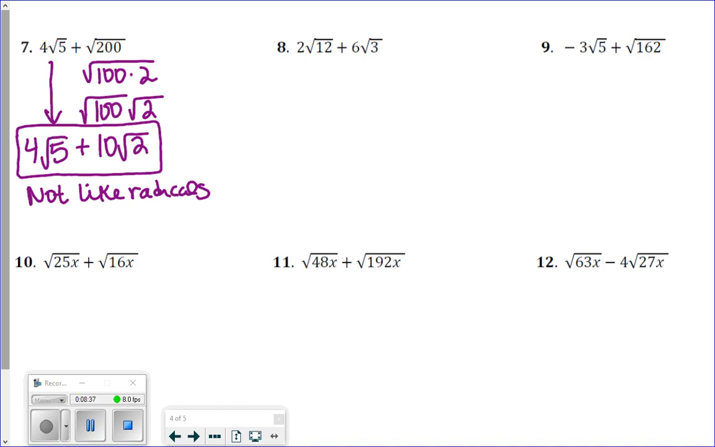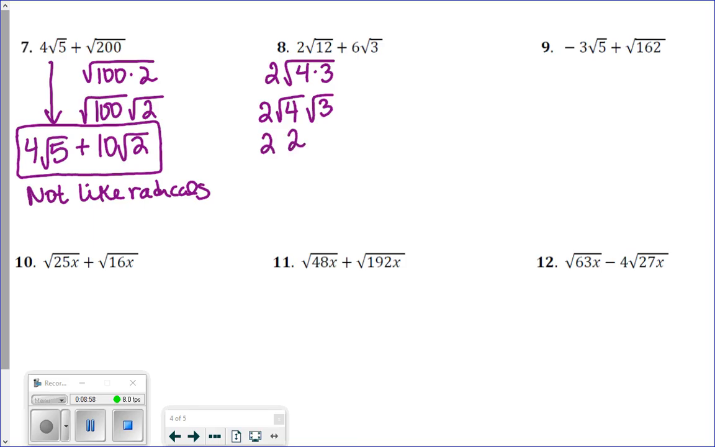We have 2 times the square root of 12 plus 6 times the square root of 3. 12 can simplify because I know there's a 4 in there. So I'm going to separate the 12 into 4 times 3. Separate the square root of 4 and the square root of 3. And the square root of 4 is 2.